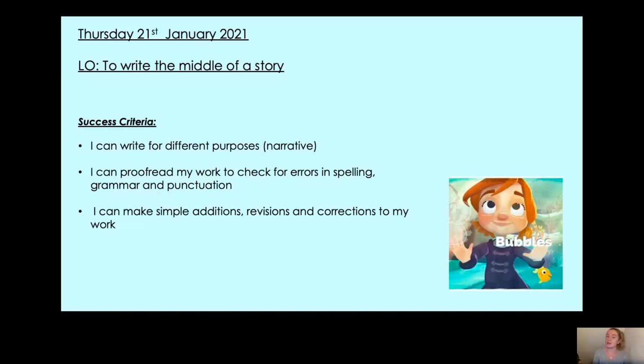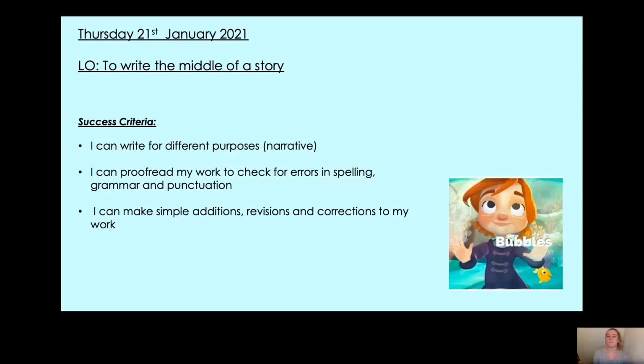Now, you've probably guessed, today we're going to be writing the middle of our Bubble story. So by the end of the lesson, you will have written about the second place and the third place that Gabby goes on her adventure. And like last time, you'll also check your work for capital letters, full stops, and to check that all the verbs are in the correct tense, because remember, we're writing a story, so it needs to be in the past tense.